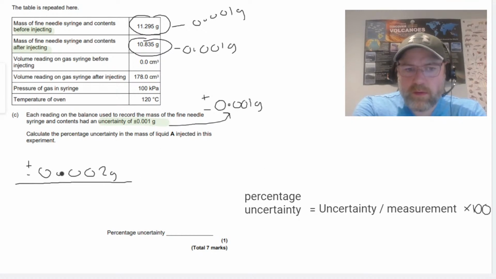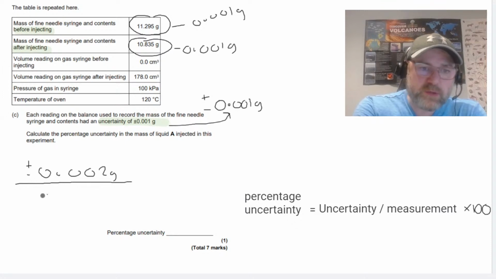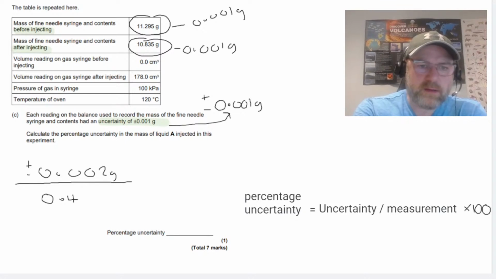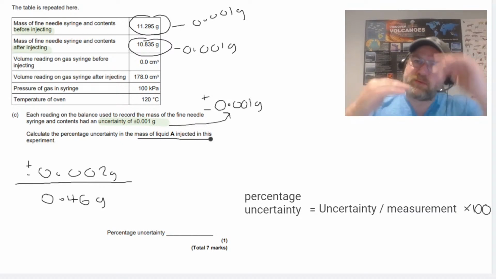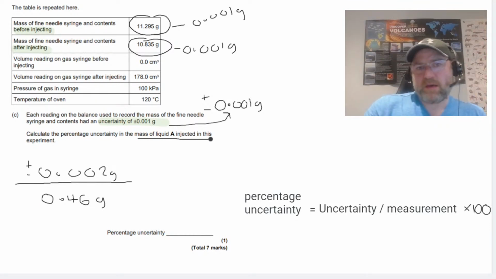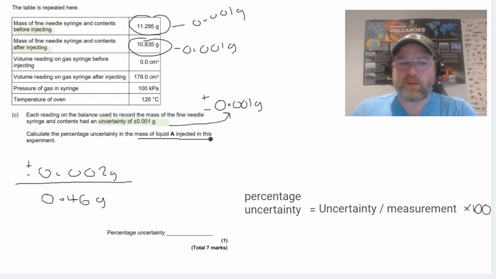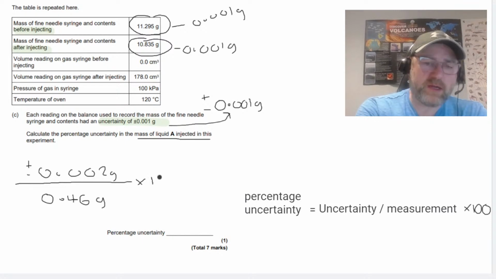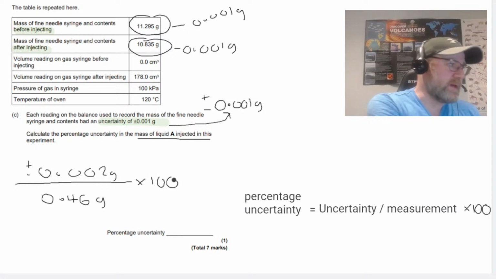Our measurement was 0.46. So we're going to divide this by 0.46. That's the mass of liquid that was injected. We found that out by subtracting the original mass from the mass after. We found out how much liquid was injected, but there was some error there. So you're going to carry this out times 100. Let's see what that equals.